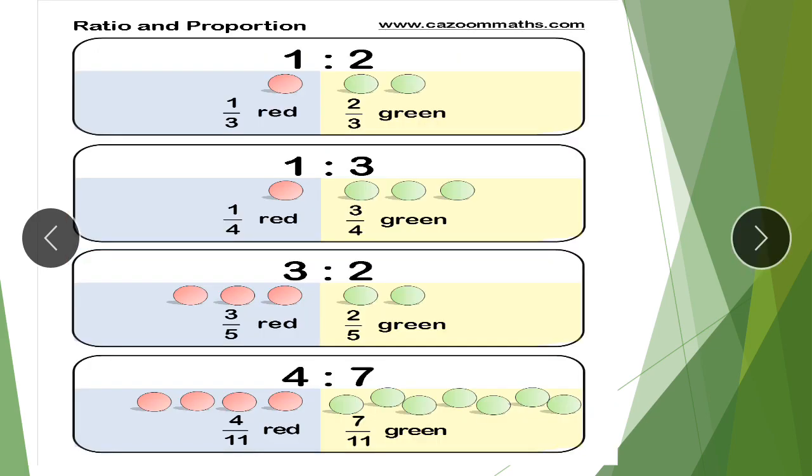We have another example for ratio. You can see here the red circles and green circles. The number of red circles to the number of green circles is 1 ratio 2. We can also compare red circles to the total circles as 1 ratio 3. The total number of circles here is 3, therefore in the denominator we can see 3.